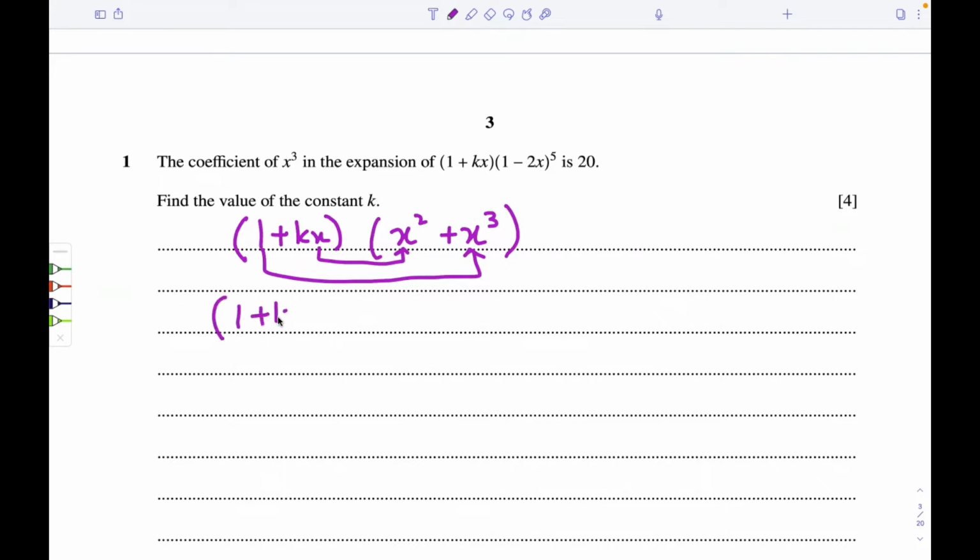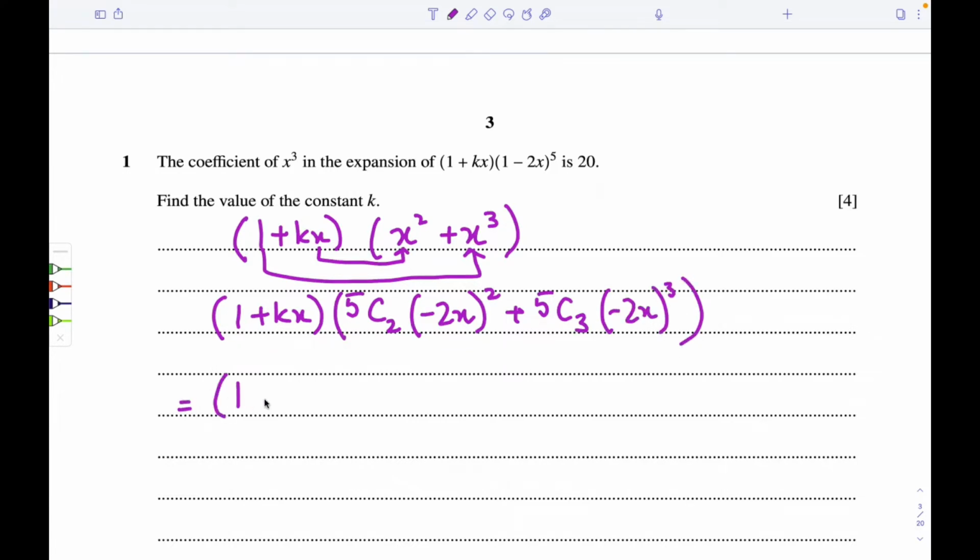Now to expand (1 − 2x)^5, we just need the coefficient of x squared and x cubed. So we can write it as 5C2 times (−2x) squared plus 5C3 times (−2x) cubed. Simplifying this, 5C2 is 10, so 10 multiplied by 2 squared, which is 4, gives us 40x squared. 5C3 is also 10 and (−2) cubed is −8, so this becomes −80x cubed.